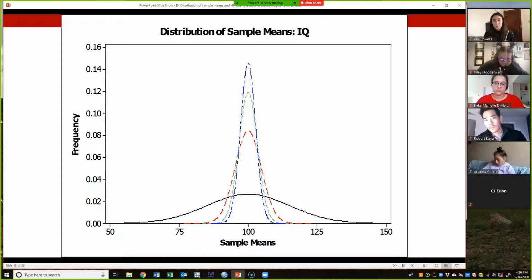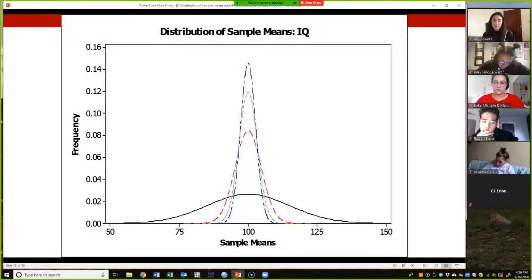Again, which one of these would represent the sampling distribution for the largest sample? The blue, yeah. It's much less variable, so we would expect less jumping around from sample to sample here.